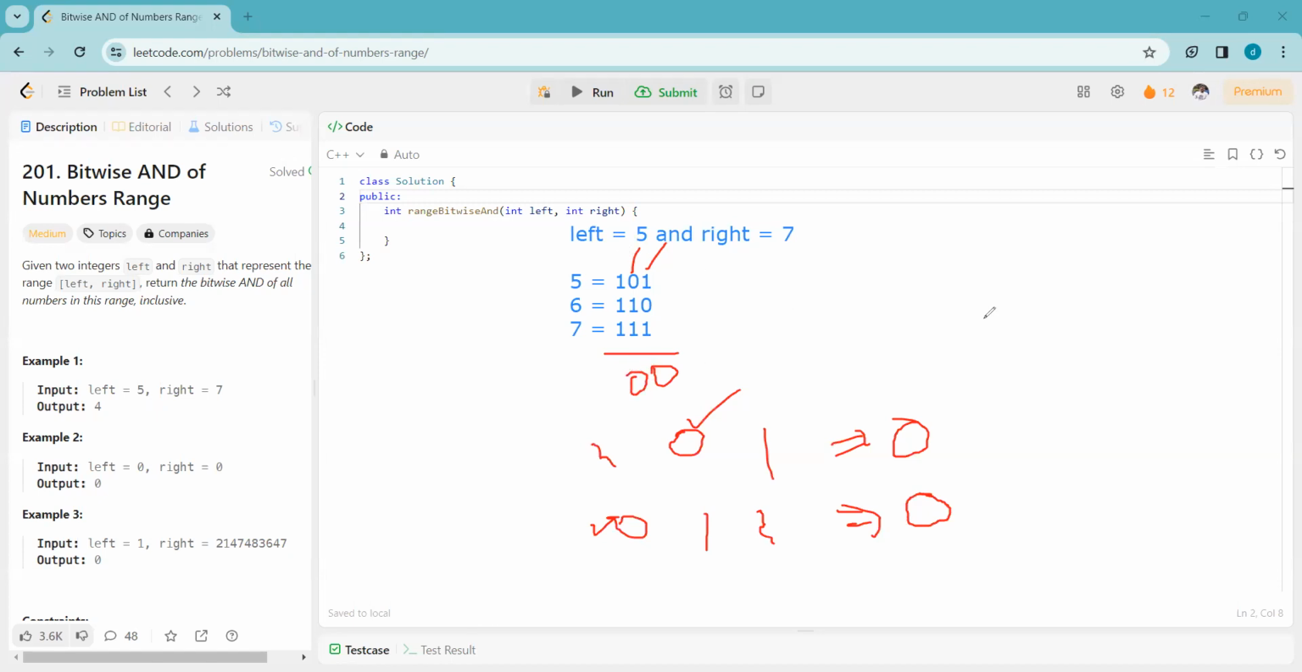Now the second bit: 1, 1, 1. Since all the bits are 1, the value will be 1. So this value in decimal is 4. We can see the output is 4. So we will use this concept.